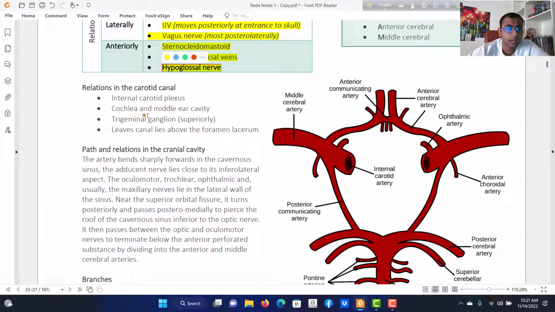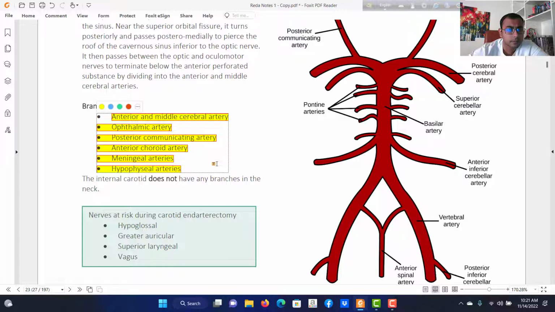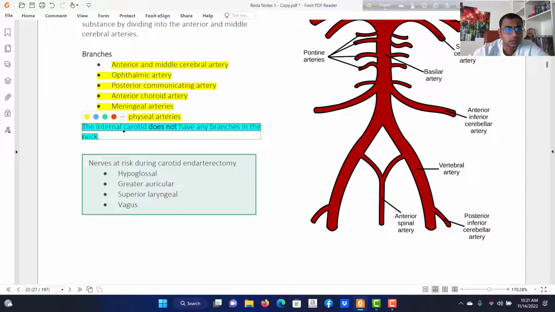No need for the relationships of the carotid canal here, because this is not asked. The internal carotid does not have any branches in the neck.